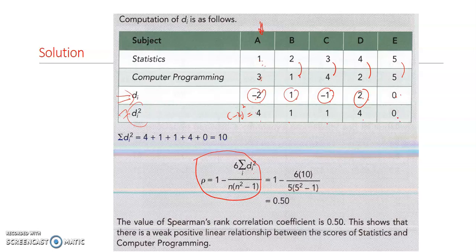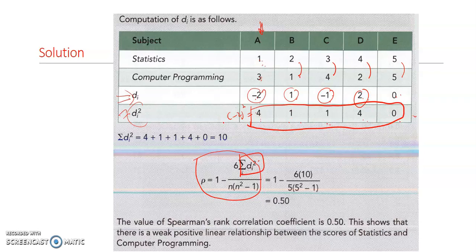Okay. So in this formula, this is the total of d square. So this is our d square. So you must sum up all of these values. 4 plus 1 plus 1 plus 4 plus 0. So you will get 10.